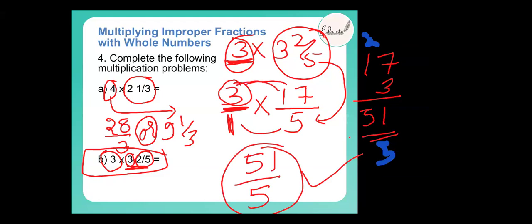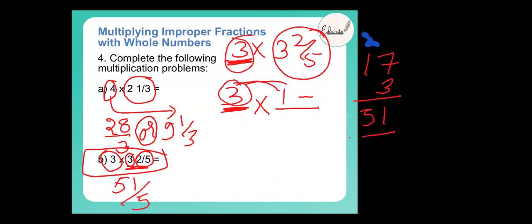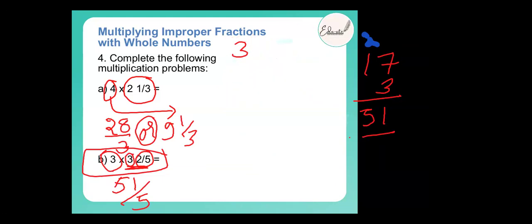That's all. 17 into 3 is 51, 5 into 1 is 5. So the answer is 51 over 5. This is your final answer. You can just write it as such, right? Also, if you want to write it as a mixed fraction, I'll tell you how. What do you have to do? You have to divide it, using the division method. So how to divide this?